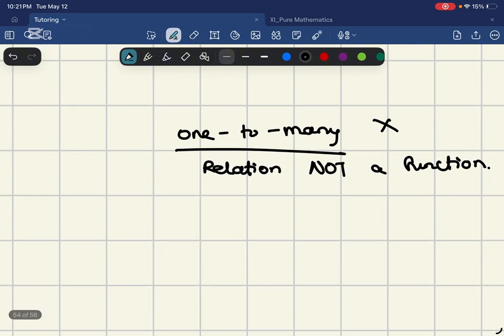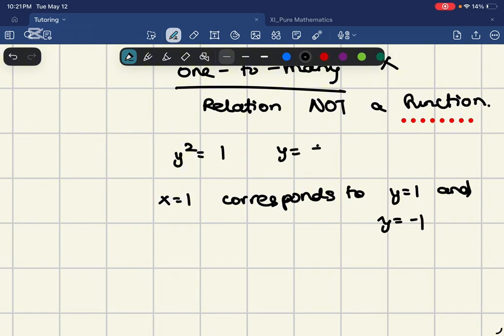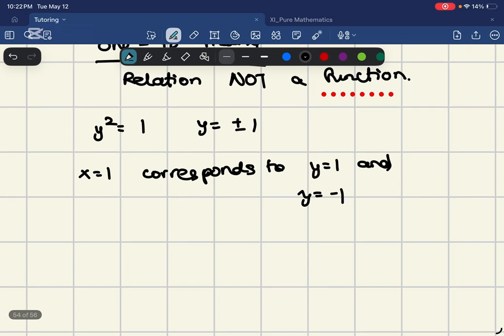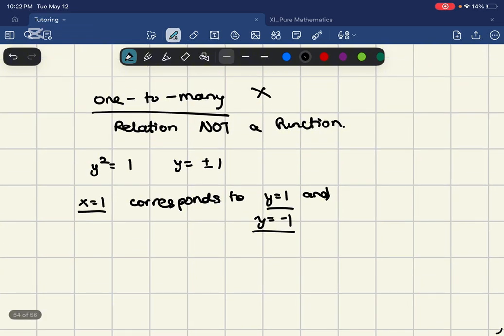And let's use the example y squared is equal to x, right? X is equal to 1 corresponds to y is equal to 1 and y is equal to negative 1, right? If you put x equal to 1 here, y equal to plus or minus 1 both satisfy this equation, this relation. So you have one input corresponding to two different outputs. One corresponding to many, that is not a function.